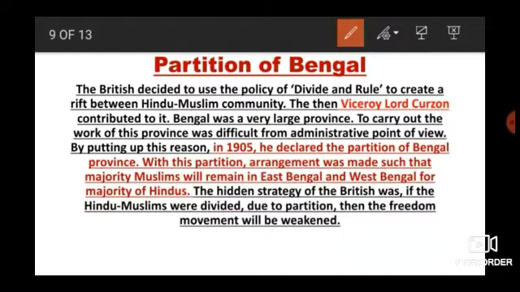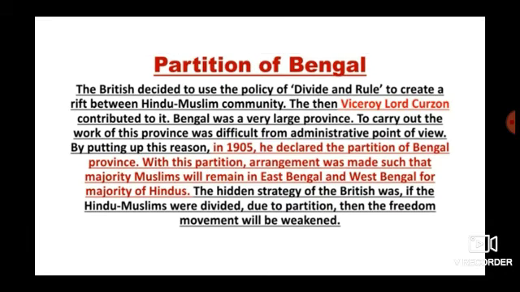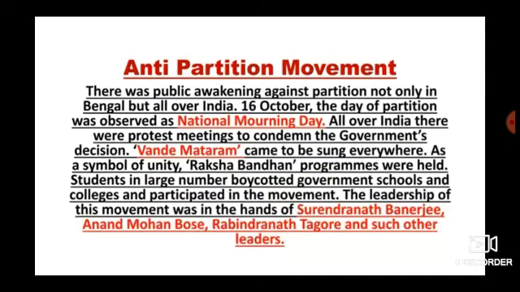With this partition, arrangement was made such that the majority of Muslims would remain in East Bengal and the majority of Hindus in West Bengal. The hidden strategy of the British was, if the Hindu-Muslim were divided due to partition, then the freedom movement would weaken. The British decided to use the policy of divide and rule.